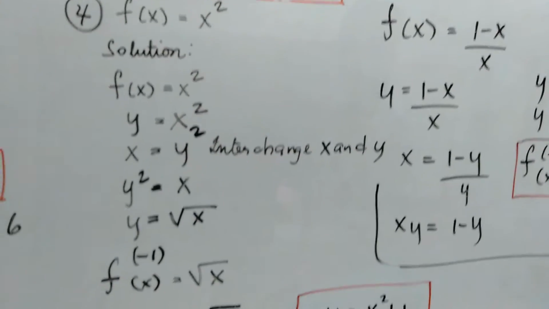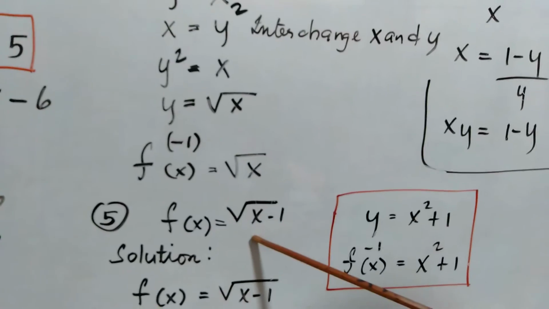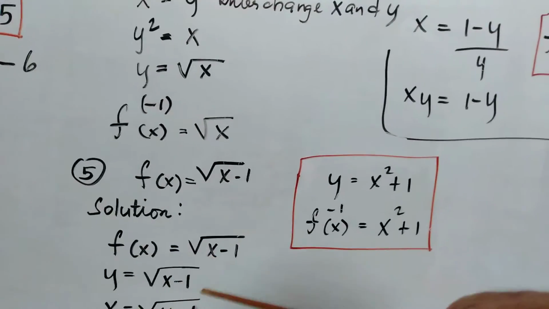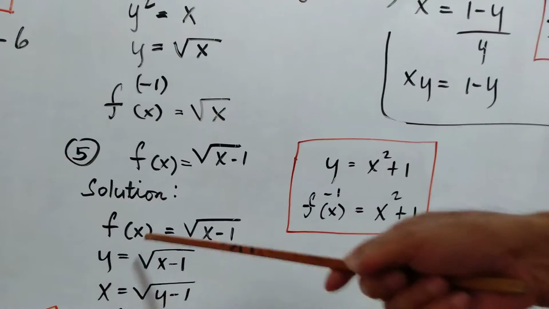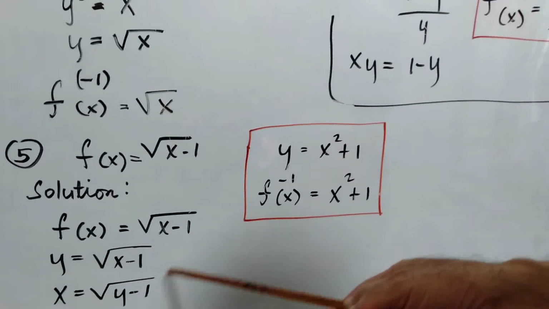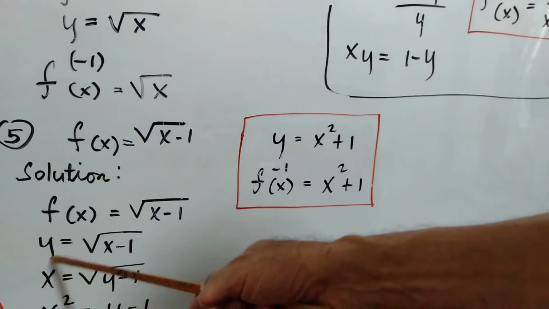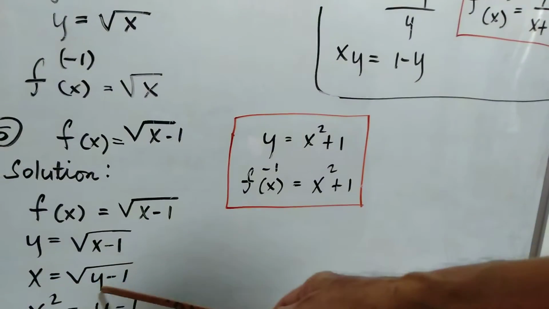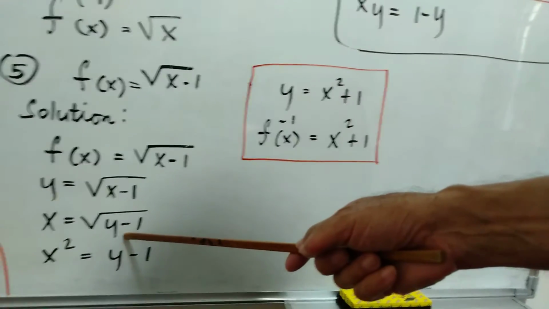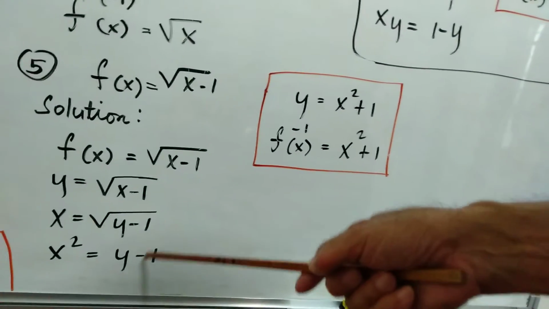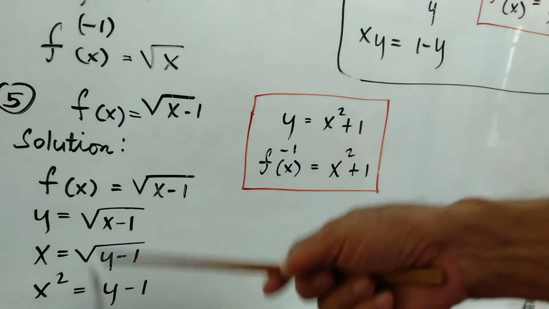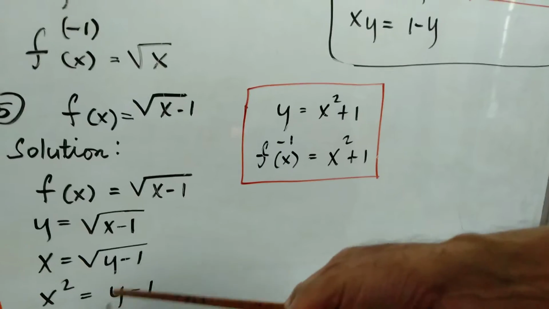For number 5, we have here f of x is equal to square root of x minus 1. So f of x is equal to square root of x minus 1. We change this one to y, so y is equal to square root of x minus 1. We interchange x and y, so this one becomes x, and this x here becomes y. So x is equal to square root of y minus 1. And then, to get the value of y, we just square both sides of the equation, no? So x squared is equal to y minus 1.